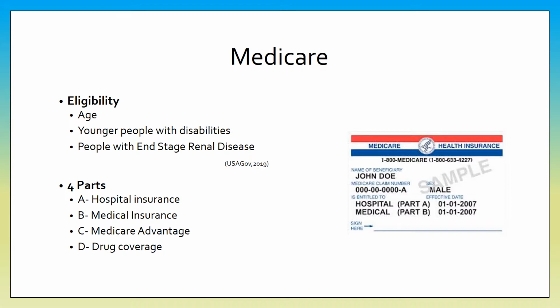The 4 elements of Medicare are Part A, B, C, and D. Part A is for hospital insurance. Part B is medical insurance. Part C is the Medicare Advantage plan. And Part D is drug coverage. I will explain each element in the following slides.